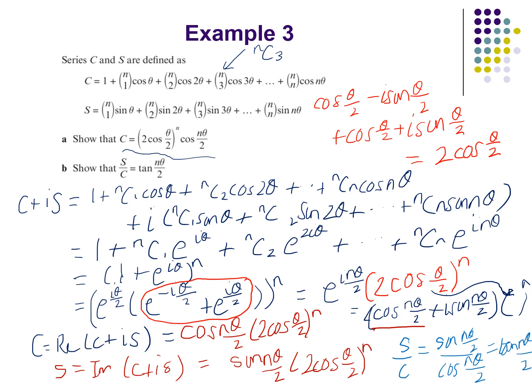So this last example is slightly different, and this should prompt you to remember, if you see a question like this, you're still approaching it in the C plus IS way, but that C plus IS way is going to give you a binomial expansion here, rather than a geometric series, which the other ones had before.